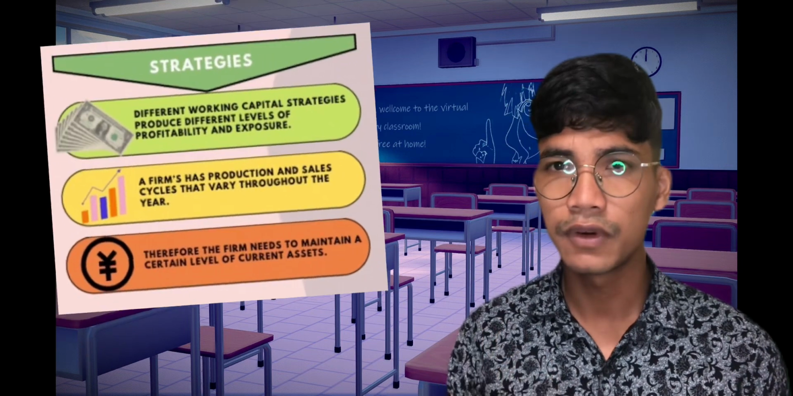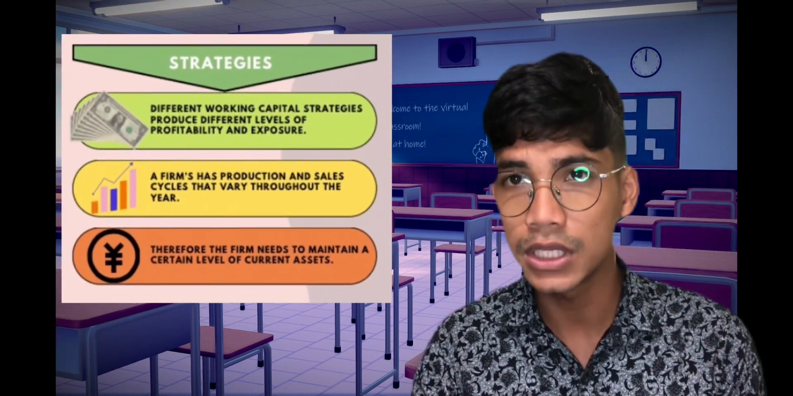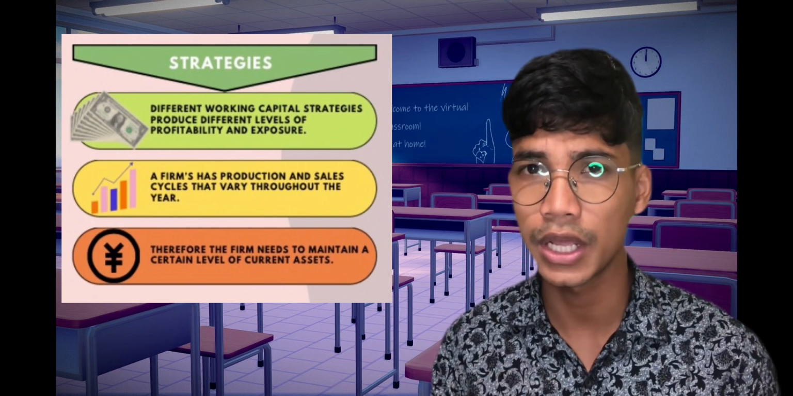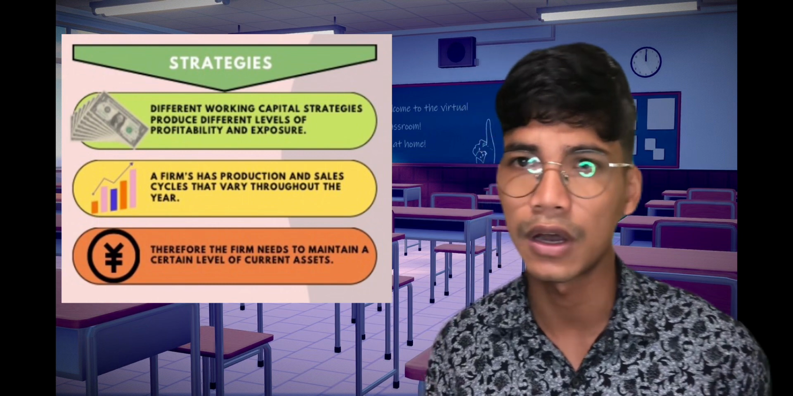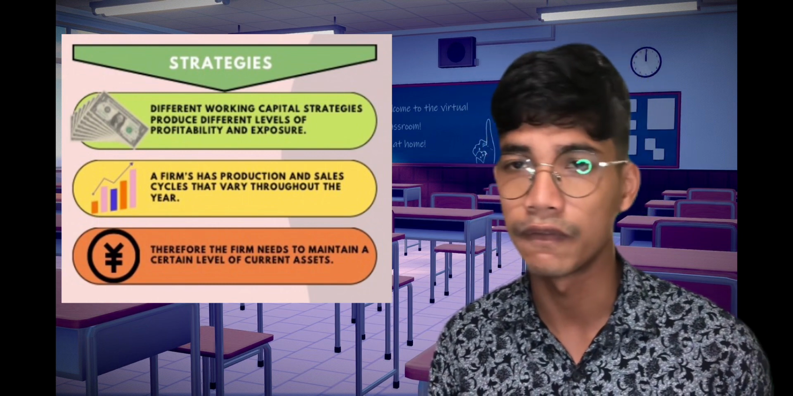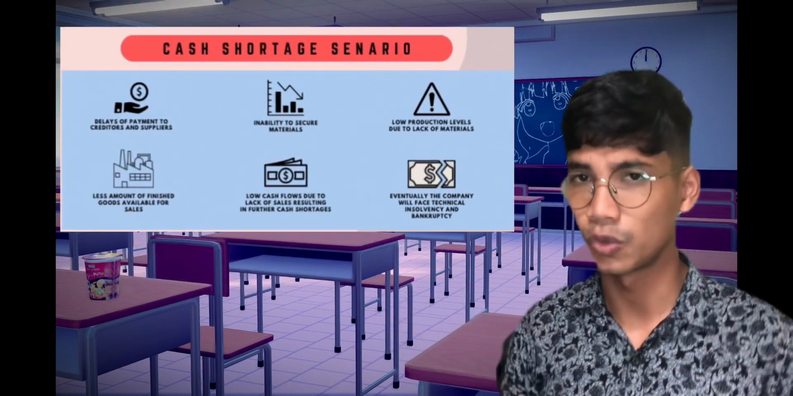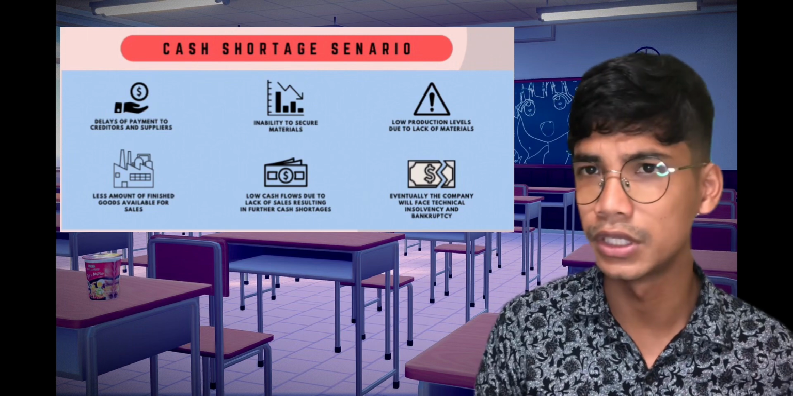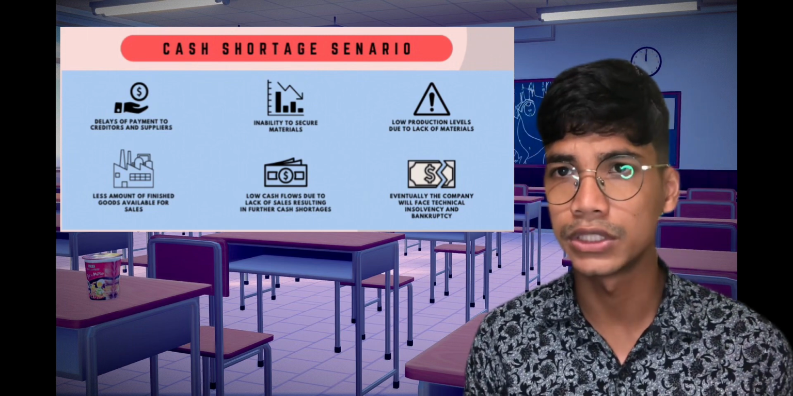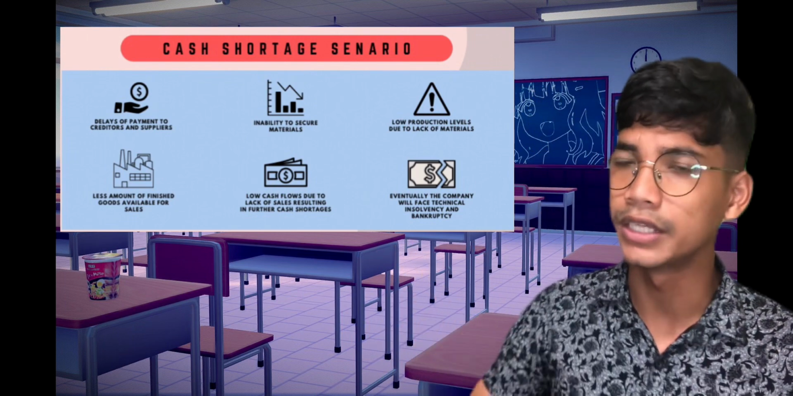Firstly, different working capital strategies produce different levels of profitability and exposure. Second, firms have production and sales cycles that vary throughout the year. Lastly, firms need to maintain a certain level of current assets. These are the scenarios: cash shortage, delays of payment to creditors and suppliers, inability to secure materials, low production levels due to lack of materials, and many more, as you can see in the diagrams.